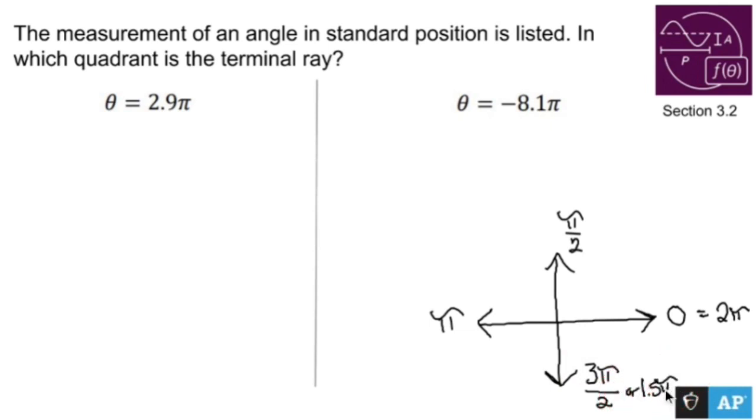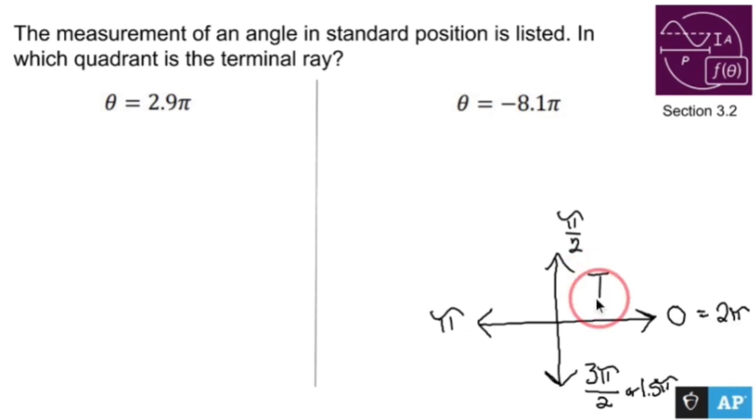Now, what I need to do with these is subtract or add 2 pi, because every spin is 2 pi and it lands you in the same exact spot. I need to add or subtract 2 pi until I land in the sweet spot between 0 and 2 pi.